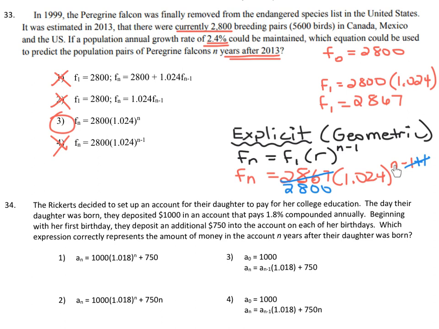Now, if that's too tricky to understand, you don't have to worry about it. It's multiple choice. Just plug in a number for n and plug in the same number for n into this original equation we had and just look at which one matches up.